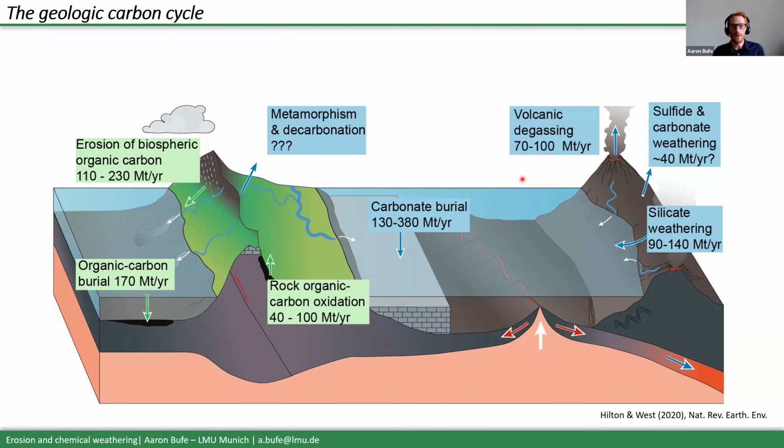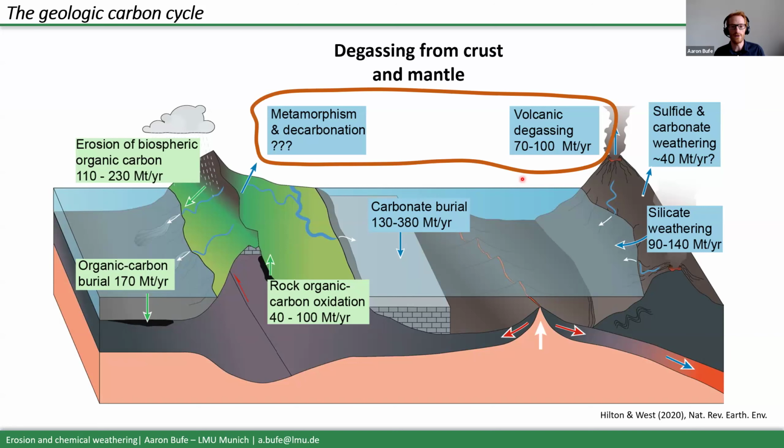There are three main cycles or components of this carbon cycle that we can identify. First, CO2 gets degassed from the crust and mantle at volcanoes, for example, or in active mountain ranges by the metamorphic decarbonation of carbonate rocks. And then there is an inorganic and an organic carbon cycle.